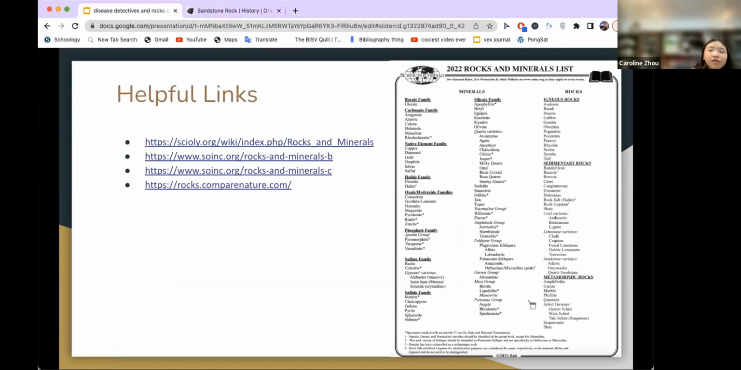Okay, on the right here, I have the 2022 rocks and minerals list. This was from last year, so it might be a bit outdated since they might change it a little bit each year. But I think it's a good starting point because you get a rough idea of how many rocks, or which rocks, you should start with.